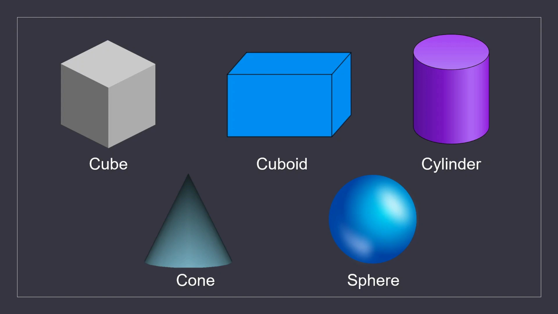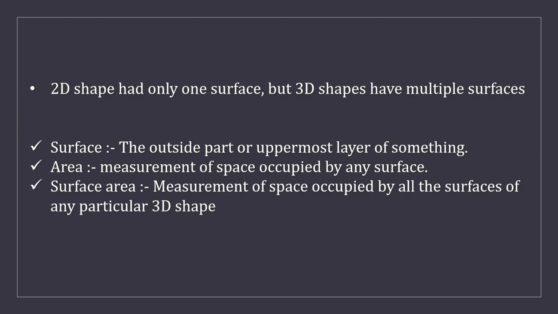So today we are going to take a look at the surface area of three-dimensional shapes, which you can see on your screen. Now, two-dimensional shapes have only one surface, but a three-dimensional shape can have multiple surfaces. Now, surface generally means the outer part or uppermost layer of anything, right? In Hindi we can say surface as satah, right?